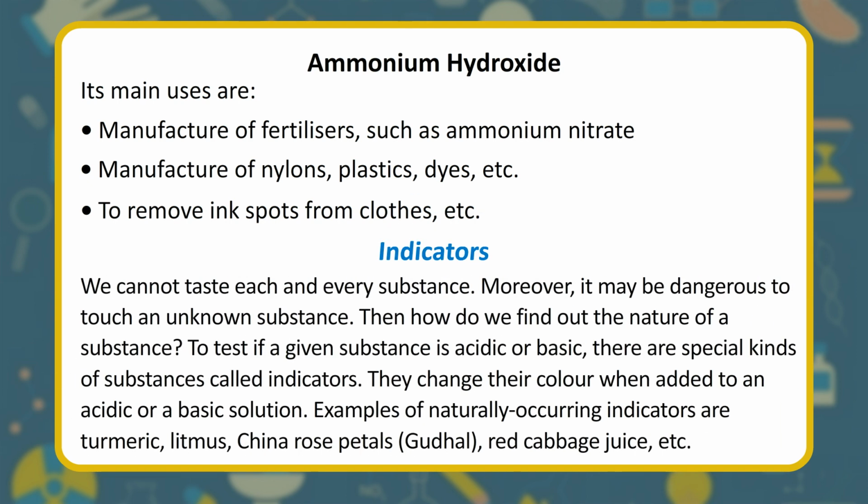Indicators. We cannot taste each and every substance. Moreover, it may be dangerous to touch an unknown substance. Then how do we find out the nature of a substance? To test if a given substance is acidic or basic, there are special kinds of substances called indicators. They change their color when added to an acidic or a basic solution. Examples of naturally occurring indicators are turmeric, litmus, China rose petals (gurahal), red cabbage juice, etc.